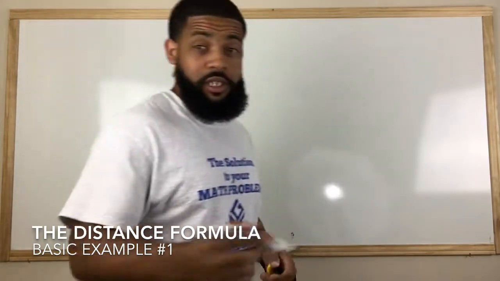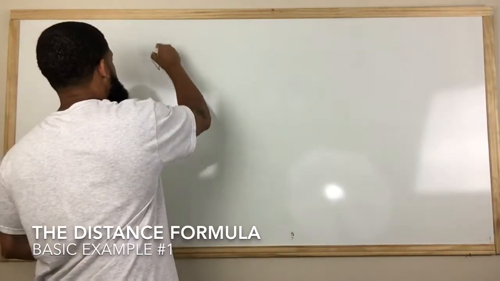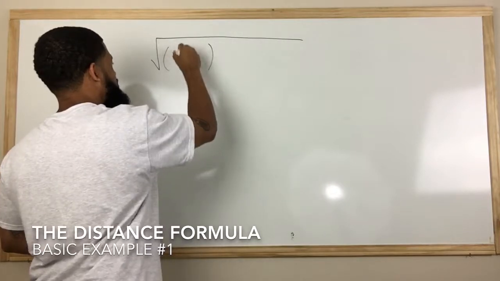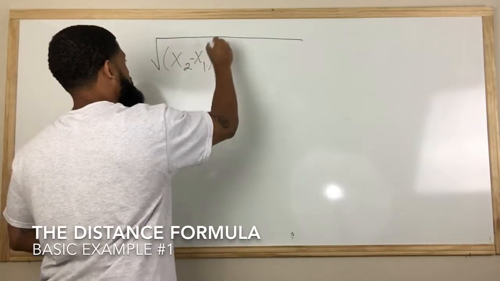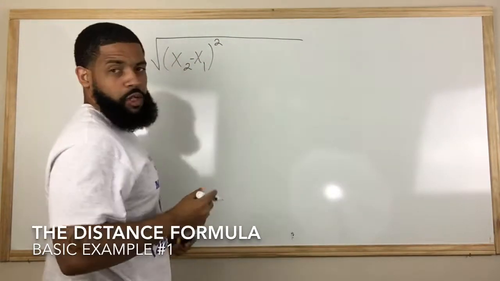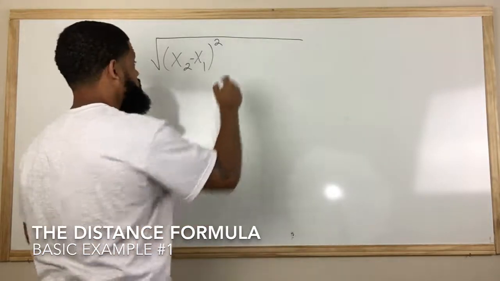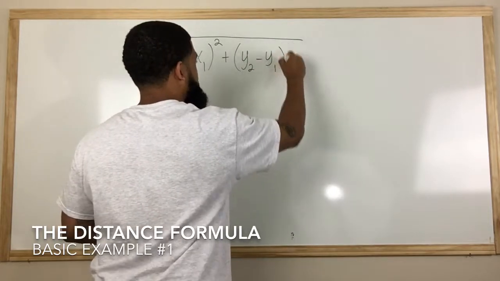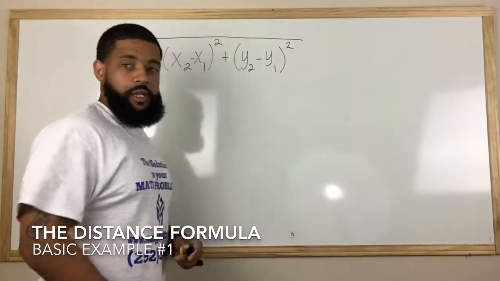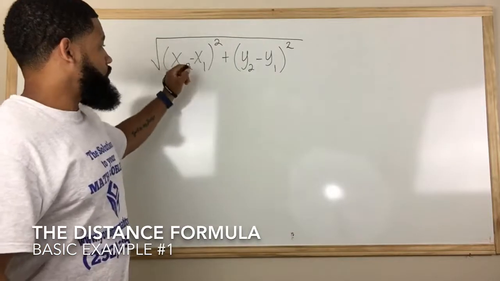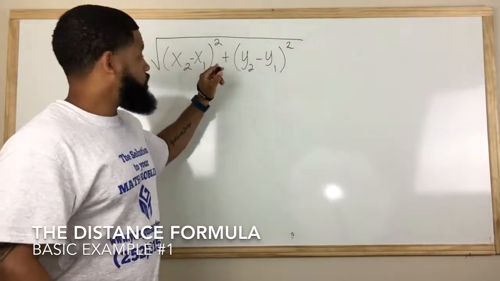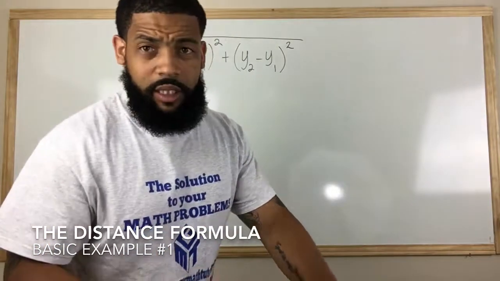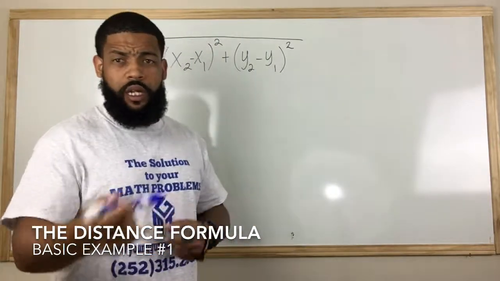Let's go. So the distance formula looks like this, and it's rather long. So you have the square root of (x2 minus x1) squared plus (y2 minus y1) squared. All right, so once again, the square root of (x sub 2 minus x sub 1) squared plus (y sub 2 minus y sub 1) squared. Now, somebody is saying, well, what is x1, y1, x2, y2?